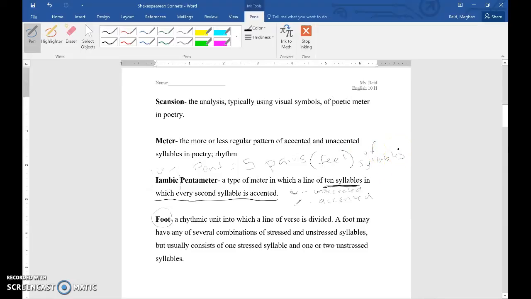So this is what we're going to be really practicing when we look at the scansion of a poem. We're going to be getting into the specific details, and those specific details are going to really help us to better understand Shakespeare's works. At this point, we're done with the definition part of your lesson.